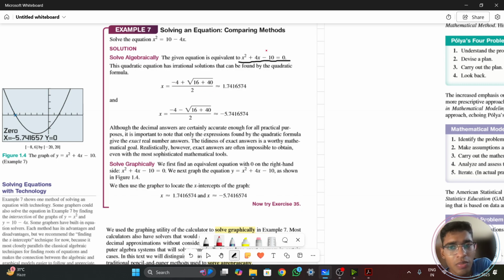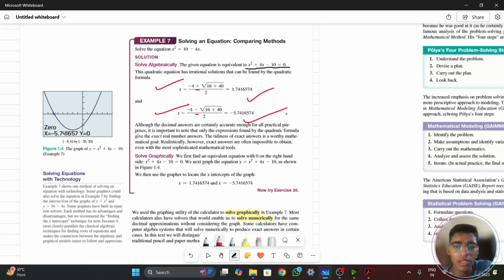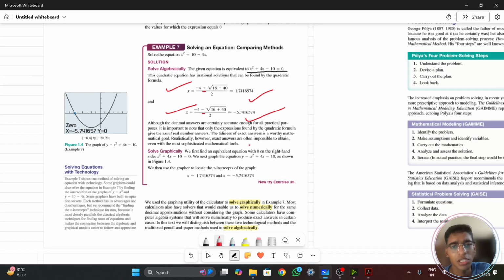If you put it in, minus b comes minus 4 plus minus. Plus minus means two equations actually: plus sign here, minus sign here. Under root of b squared, which is 16, minus 4ac, which gives plus 40, upon 2a, that is 2 into 1. So you get one answer as this and another answer as this. You can solve directly by the Sridharacharya formula, or the quadratic equation formula.